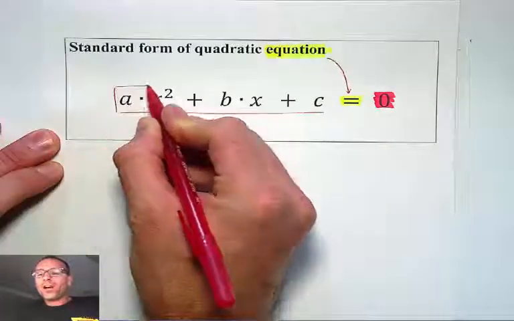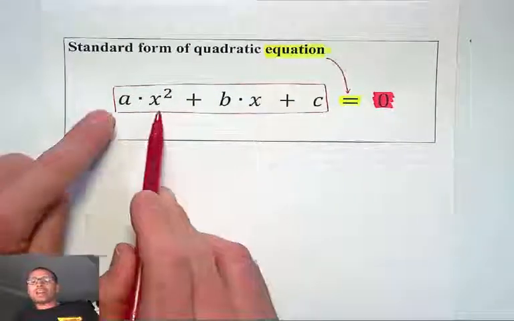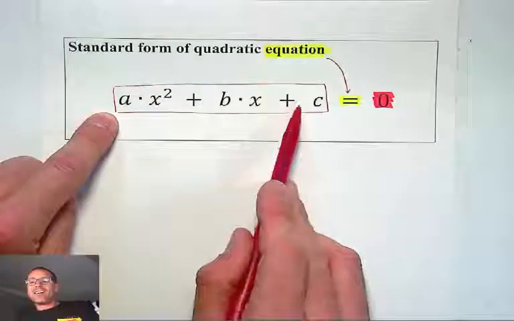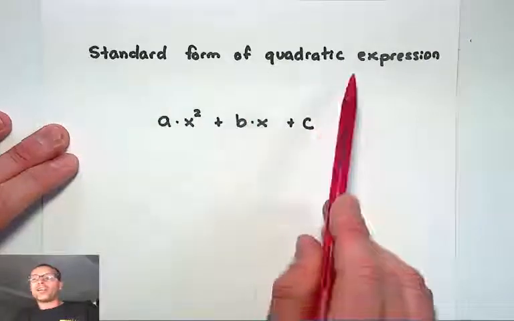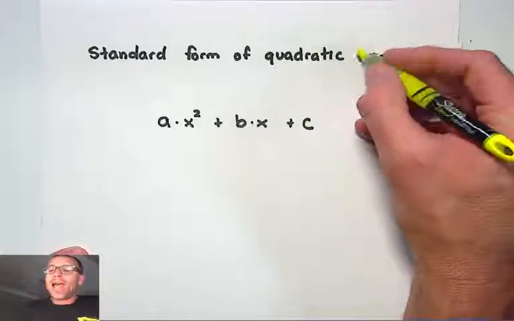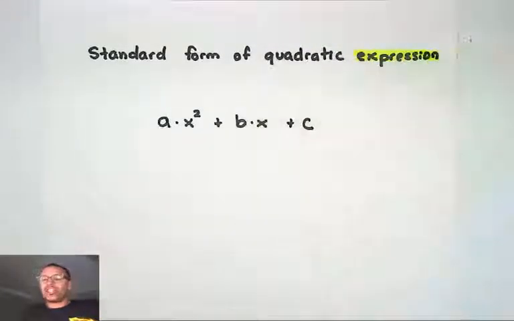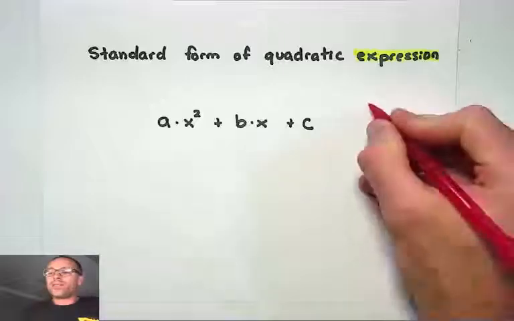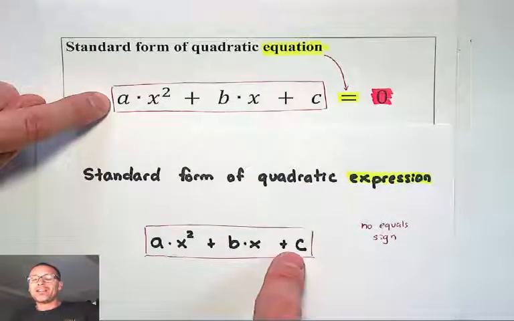I wanted to talk about a portion of this equation, which is this expression on the left-hand side. This expression is quite special in mathematics. It's called the standard form of a quadratic expression. We could see that this was an expression and not an equation because in this expression, we do not see an equal sign.